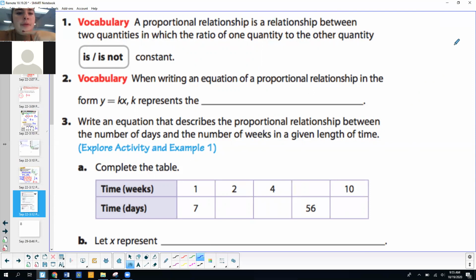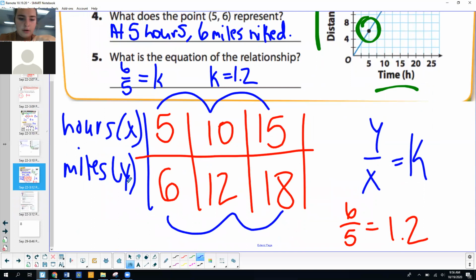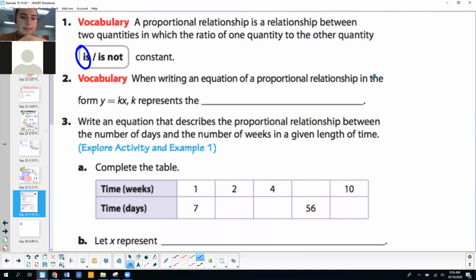All right, so vocabulary. A proportional relationship is a relationship between two quantities in which the ratio of one quantity to the other quantity is constant. So remember, a proportional relationship is a relationship where the ratio of the quantities are equal to each other. So it is constant. So that means like in that last problem, we were jumping at increments of 5 here and 6 here. So it's constant. The relationship is not changing. It's the same every time.